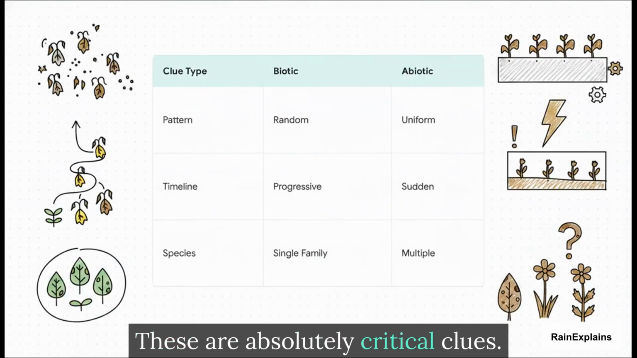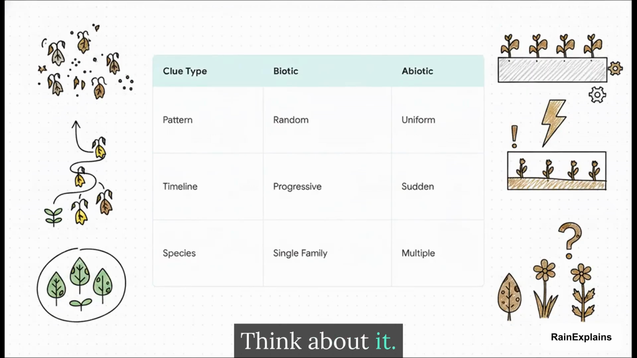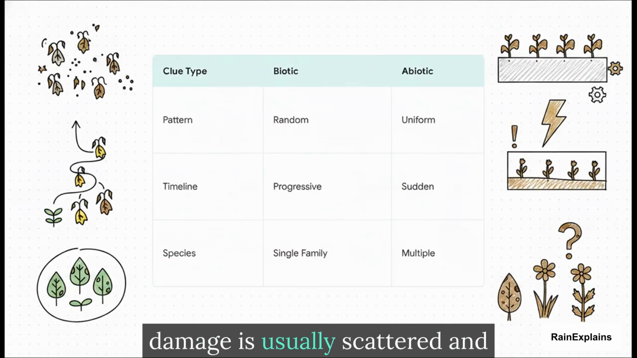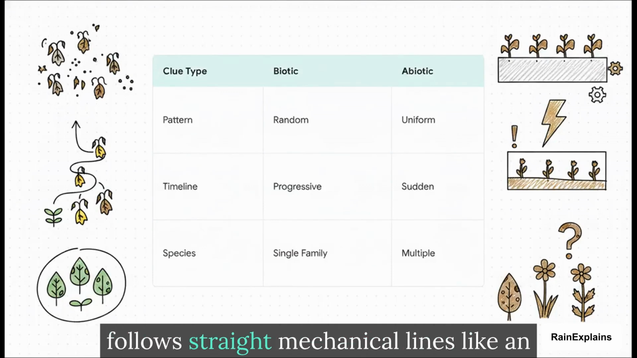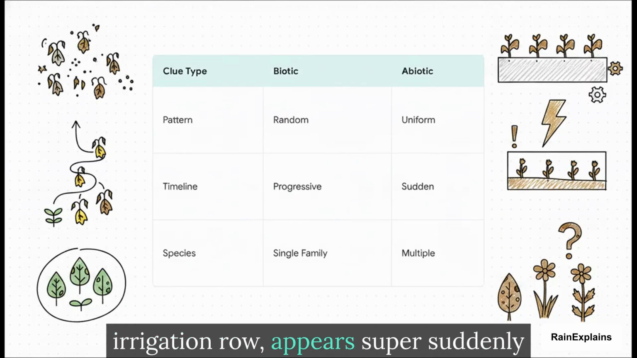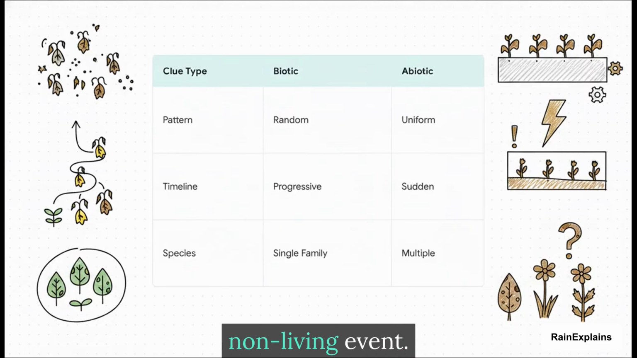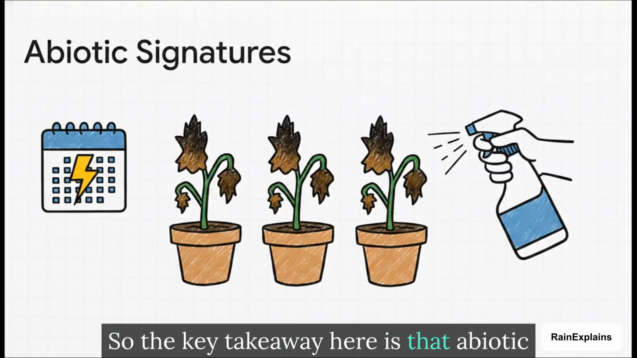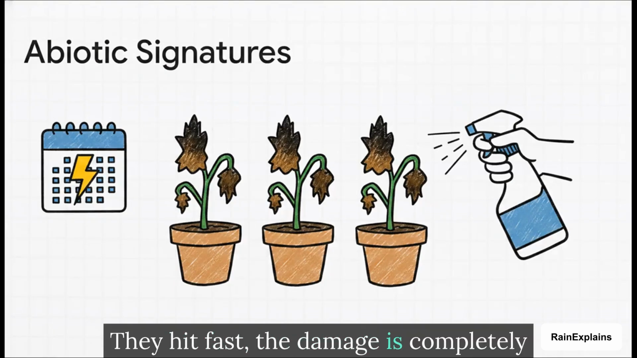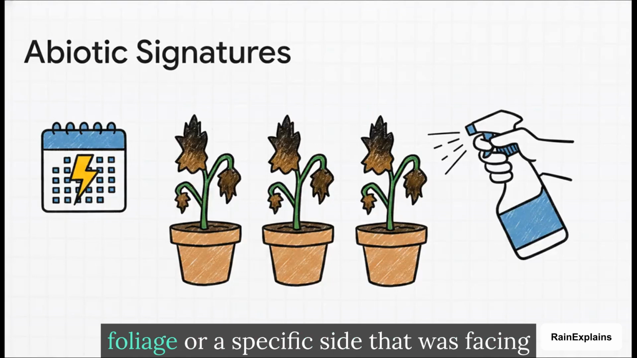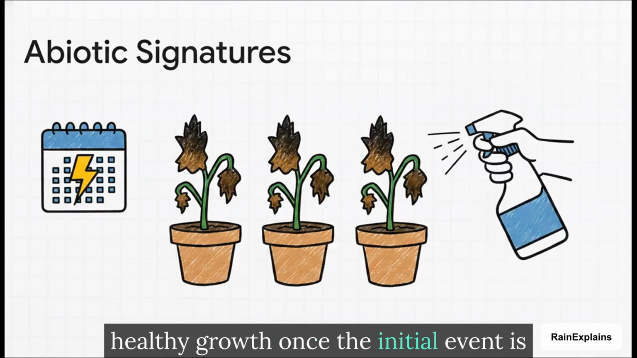Next up, mapping space and time. These are absolutely critical clues, and this breakdown really highlights the dividing line between living and non-living problems. Think about it. If a living pathogen is the culprit, the damage is usually scattered and progresses slowly over time. But if the damage is uniform, if it follows straight mechanical lines like an irrigation row, appears super suddenly, and hits totally different plant species all at once, well, that points squarely to a non-living event. So the key takeaway here is that abiotic events leave a very distinct, undeniable signature. They hit fast, the damage is completely uniform, maybe affecting just the upper foliage or a specific side that was facing the wind, and they do not spread to new, healthy growth once the initial event is over.